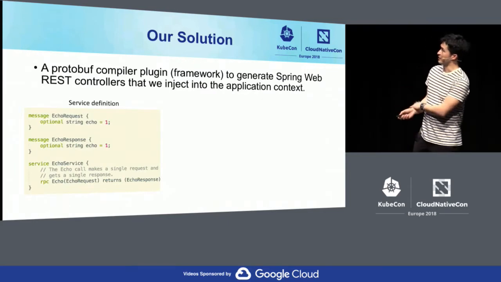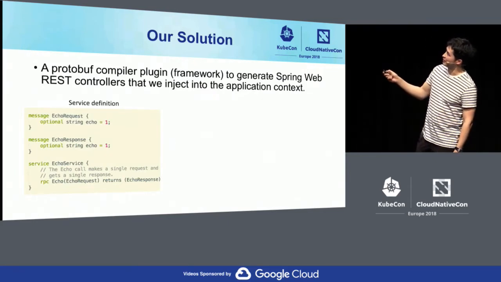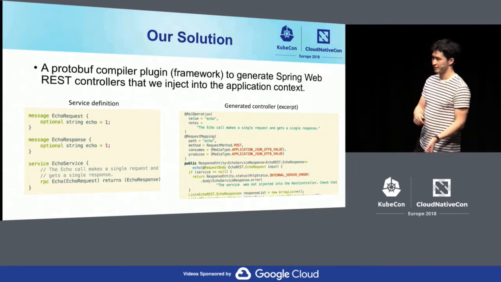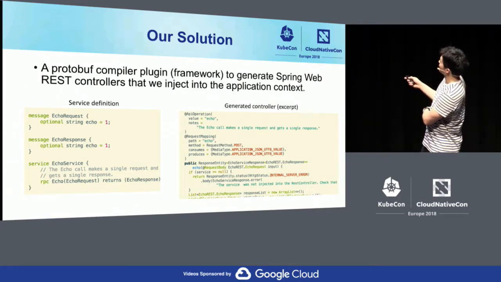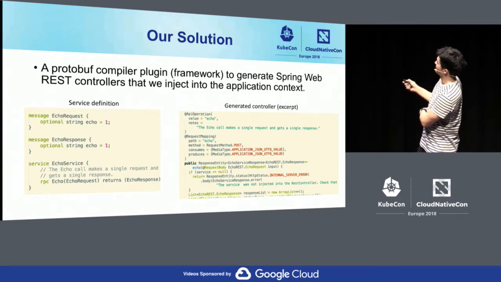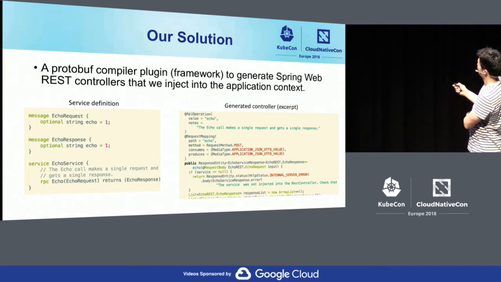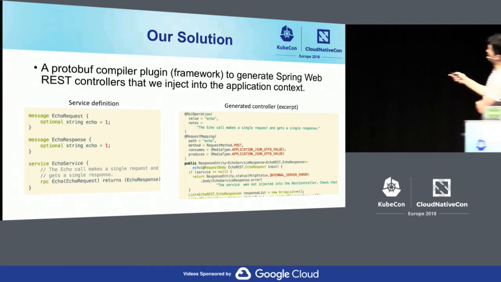And that would look something like this. So going back to our echo service, you have the echo request, you have the echo response, we went over that. And then after you push it through this plugin, it would generate a much more convoluted looking controller. Well, this is an excerpt because it's a bunch of code. But you see here, it's echo, and it returns the echo response and takes in an echo request. This is the default version.